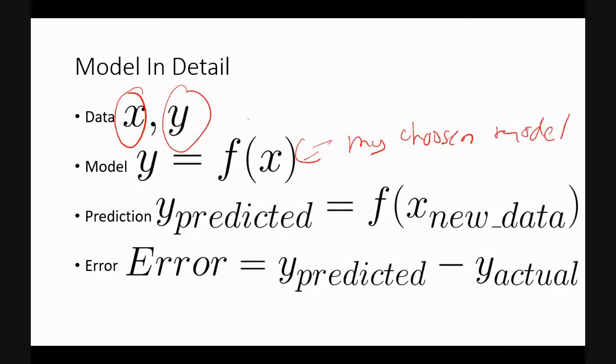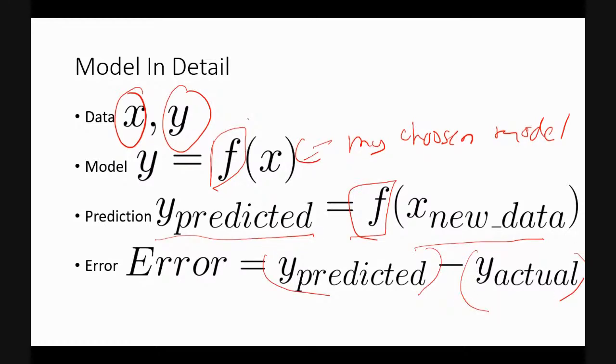Okay. Then once my model is chosen and it has been trained, I use that model, the F model, on the data, and the output is the predicted value. So Y actual minus Y predicted is the error. Okay. When I am predicting the value of Y and Y is a number, this thing is called regression.